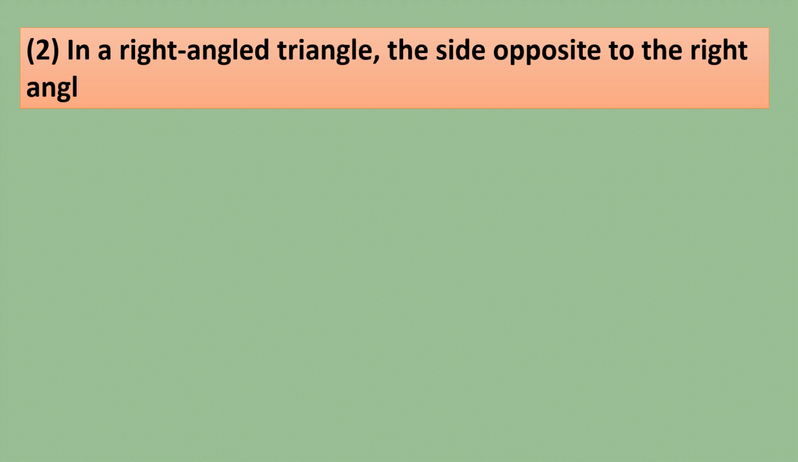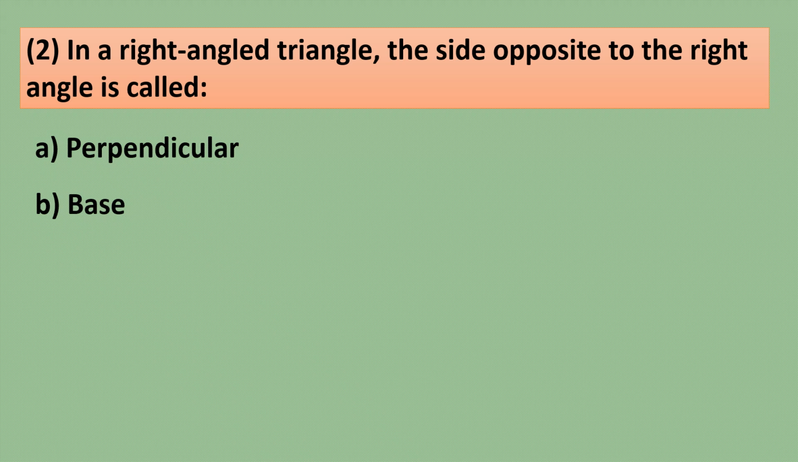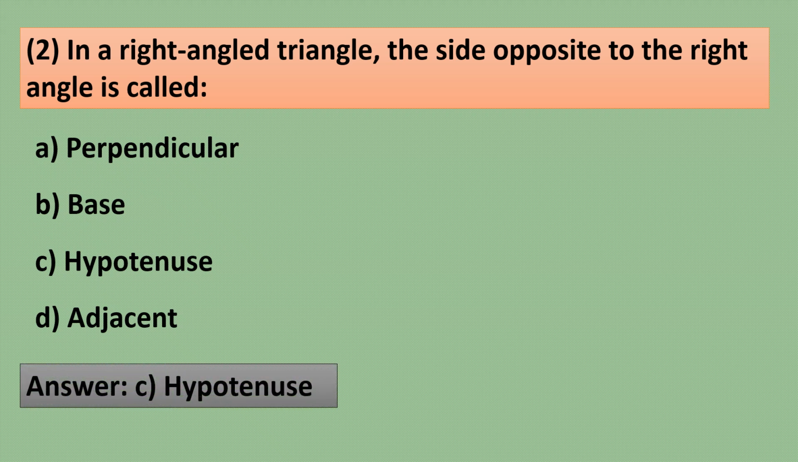This is question number 2. In a right angle triangle, the side opposite to the right angle is called: A. Perpendicular, B. Base, C. Hypotenuse, and D. Adjacent. And the answer is C. Hypotenuse.